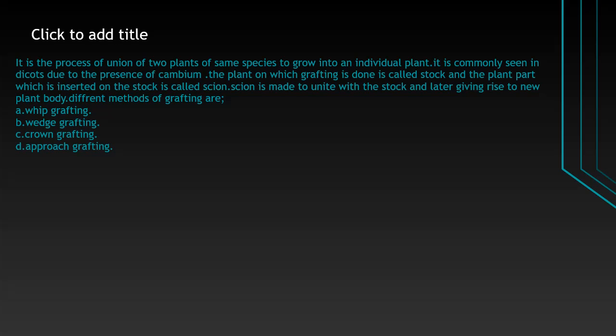It is the process of union of two plants of the same species to grow into an individual plant. It is commonly seen in dicots due to the presence of cambium. The plant on which grafting is done is called the stock and the plant part which is inserted on the stock is called the scion. The scion is made to unite with the stock, later giving rise to a new plant body. Different methods of grafting are whip grafting, wedge grafting, crown grafting and approach grafting. So it is the union of two plants of the same species to grow into an individual plant. So this is grafting.